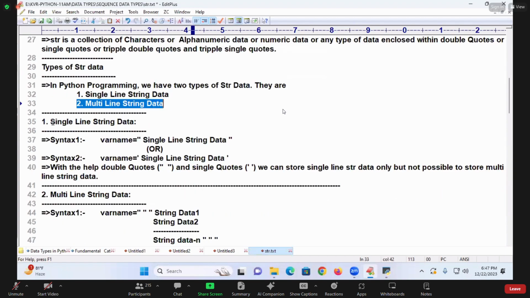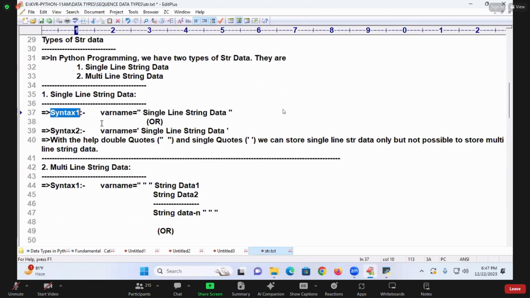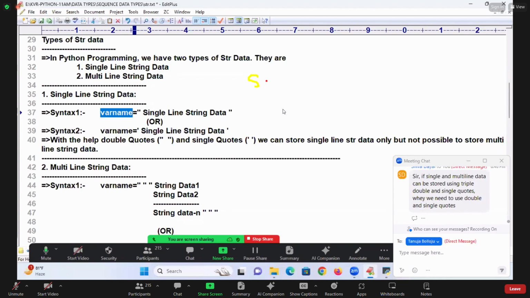Now I'm going to take single line string data. Syntax: variable name is equal to, we have written, right? S1 is equal to, double quote, some data written or not? Double quote started, double quotes ending. What is this now? Single line string data. Are you following me? Next is variable name.